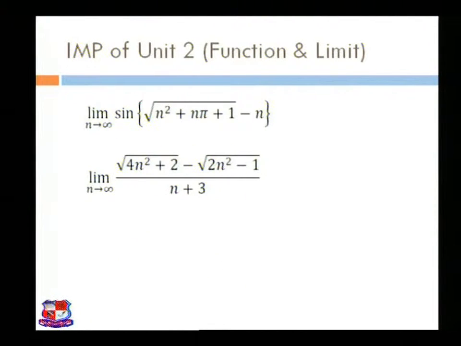Next question, that is limit n tends to infinity sine in bracket under root of n square plus n pi plus 1 minus n. So we write it first here, limit n tends to infinity sine bracket square root of n square plus n pi plus 1 minus n. So we simplify it.